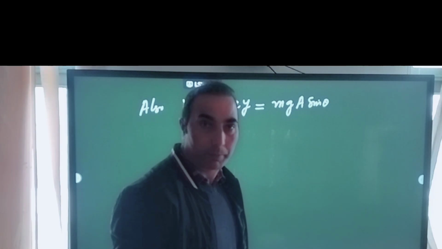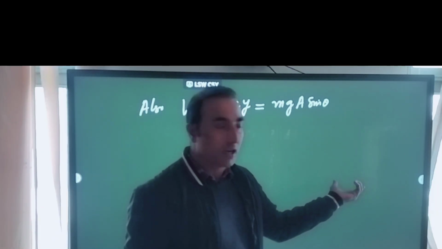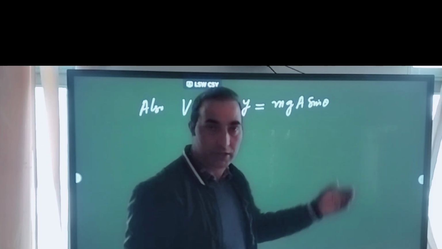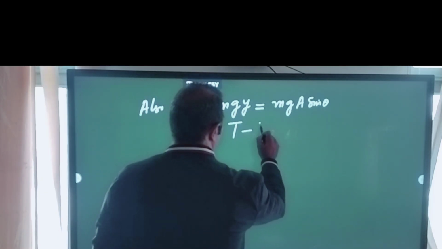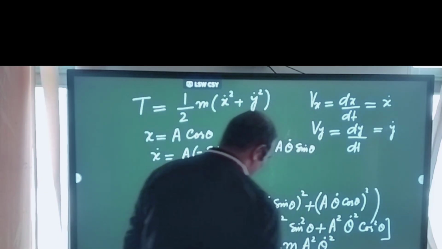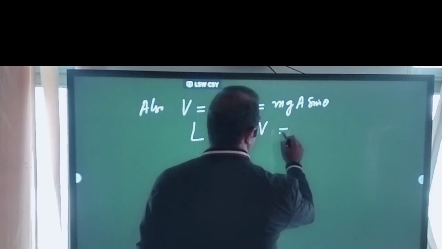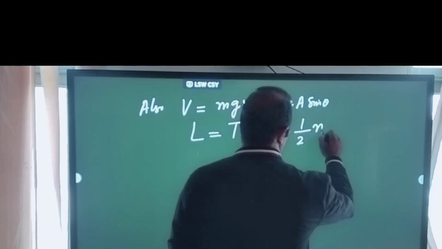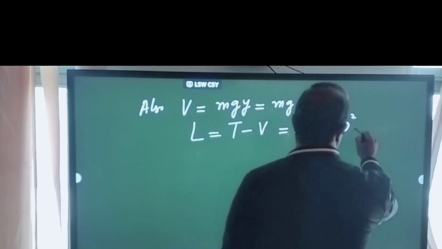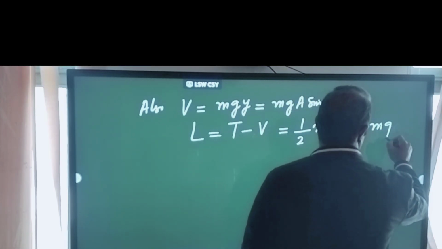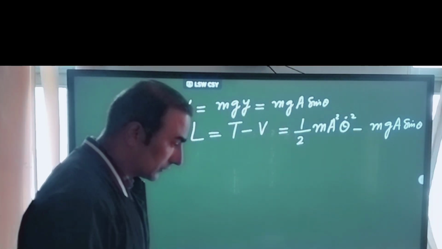Now we know that we have the potential energy and the kinetic energy, so we can construct the Lagrangian from these two terms, right? So the Lagrangian is T minus V. We have already calculated T equal to 1 by 2 this. So this will be equal to 1 by 2 m a square theta dot square minus mg a sin theta. So this is the Lagrangian.